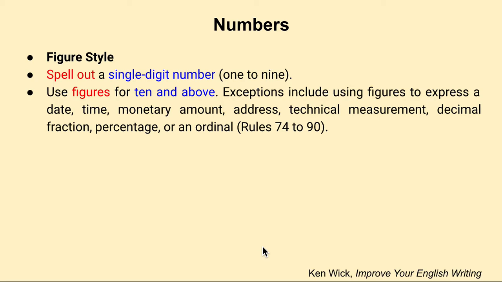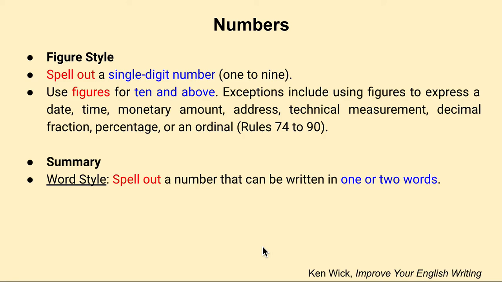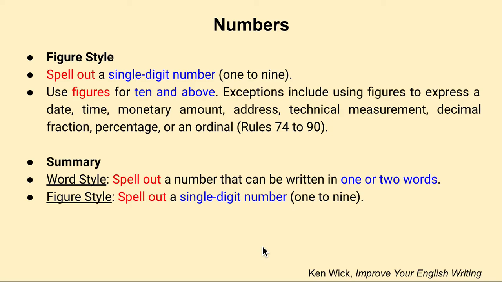Just to repeat, this is maybe one of the reasons why people are confused about how to format numbers, because there have always been two formatting styles used in the style guides. Some use a word style, some use a figure style. Once again, the summary is for style guides following a word style, you spell out numbers that can be written in one or two words, and you use figures for everything else. And the summary for figure style is you spell out 1 to 9, and you use figures for everything else.